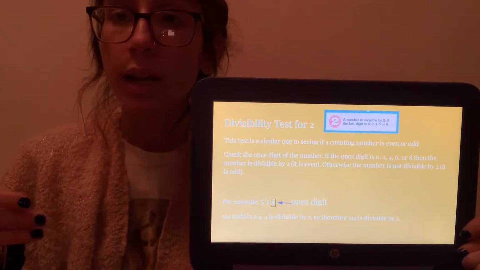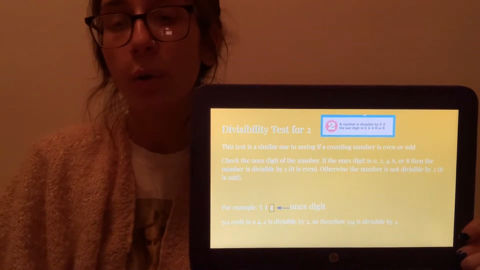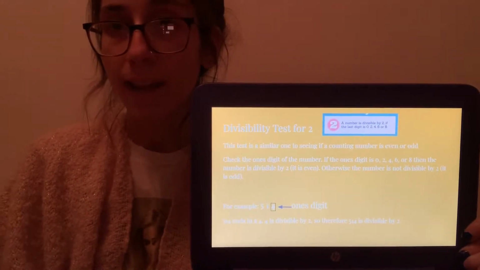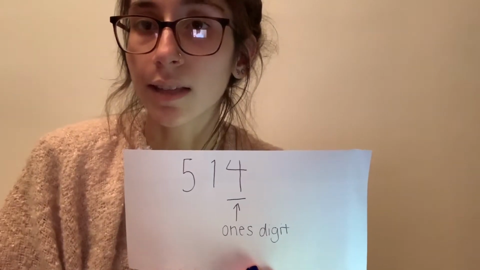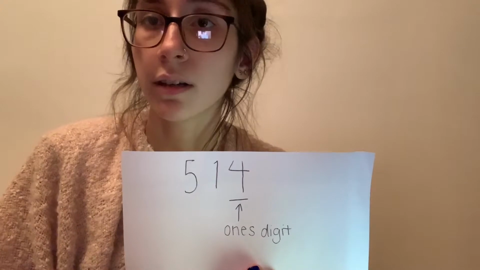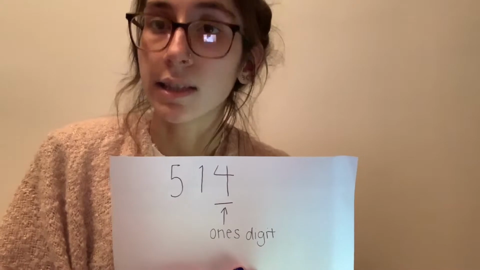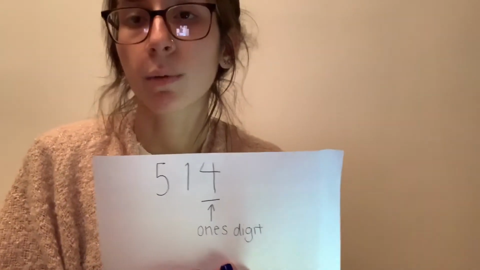So if the number in the ones place is 0, 2, 4, 6, or 8, the number can be divisible by 2. If the number does not end in an even number, then the whole number itself is not divisible by 2. For example, 514 ends in 4, and 4 is even, and in the ones place. So therefore, 514 is divisible by 2, because the 4 is divisible by 2.